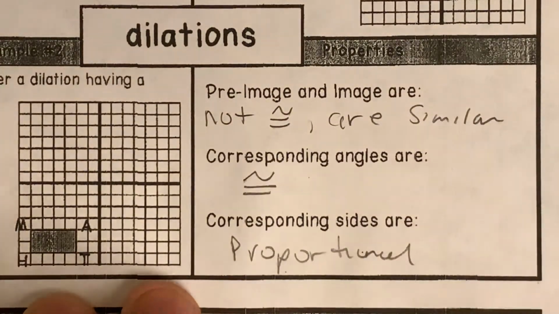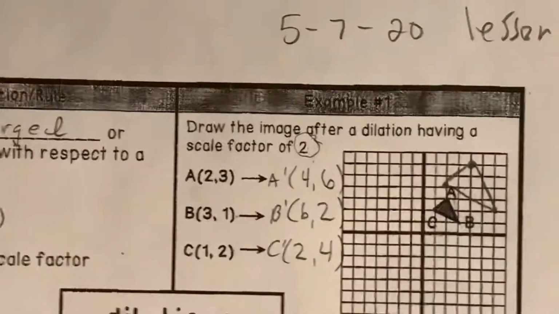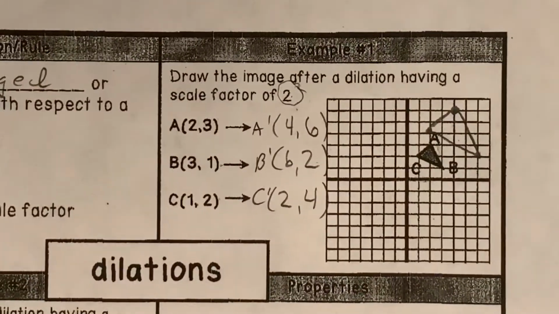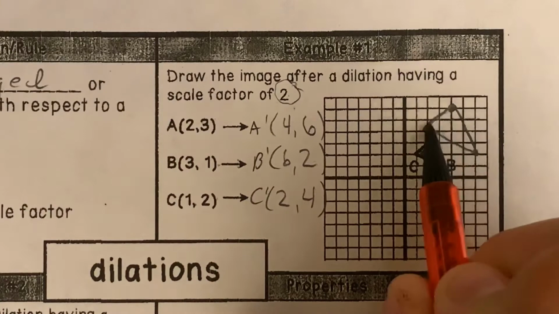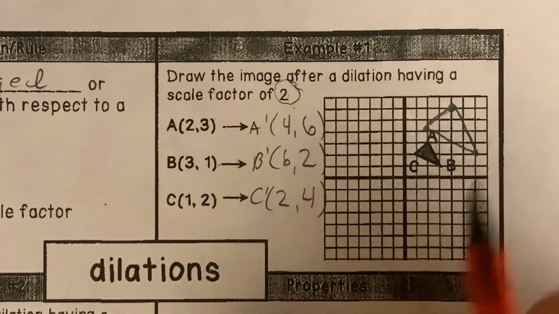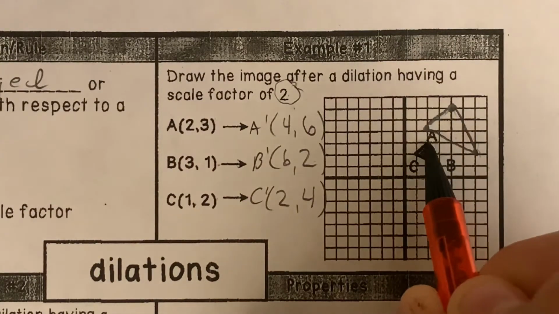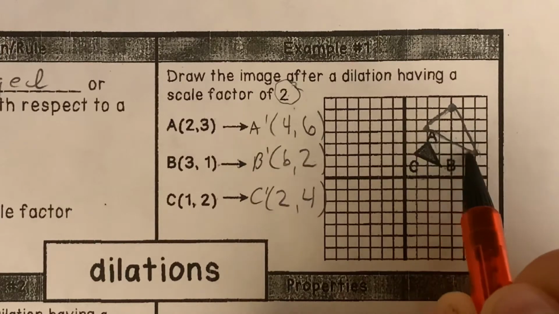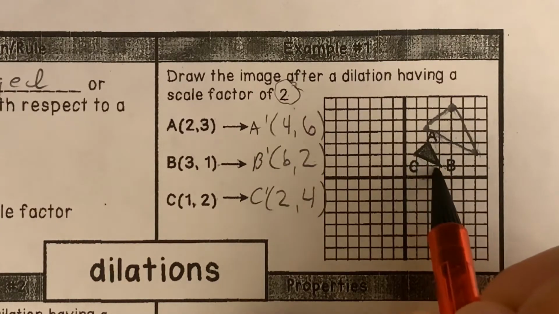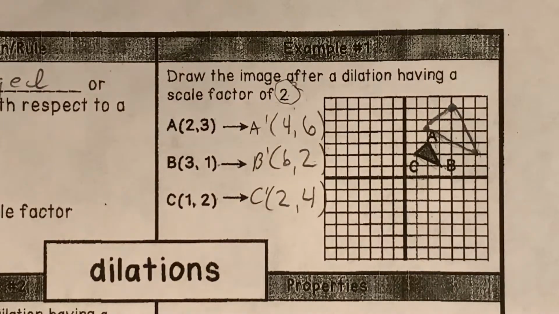In other words, let's go back up to this picture real quick right here. If I go like this and I say this side is twice as long as that side, this side is twice as long as this side, and this side here, CB, is twice as long as this side. But again, the area is 4 times as much.